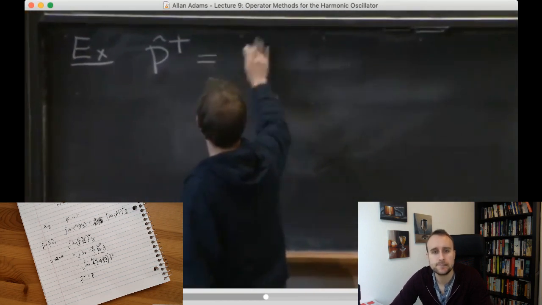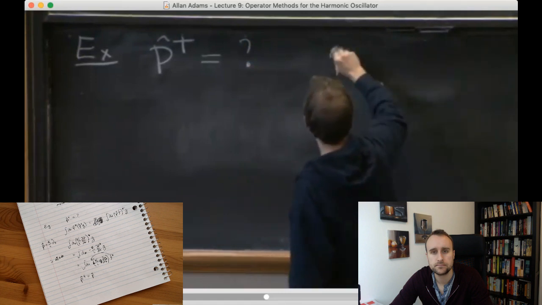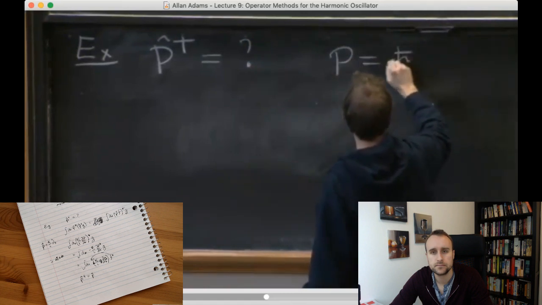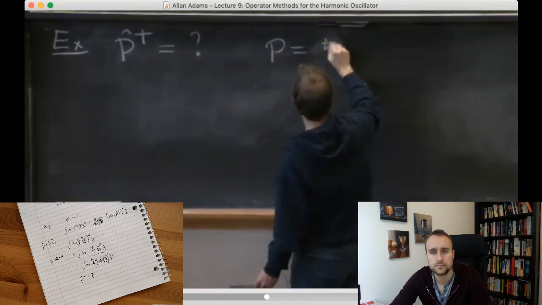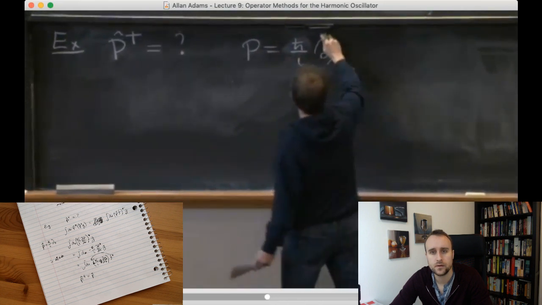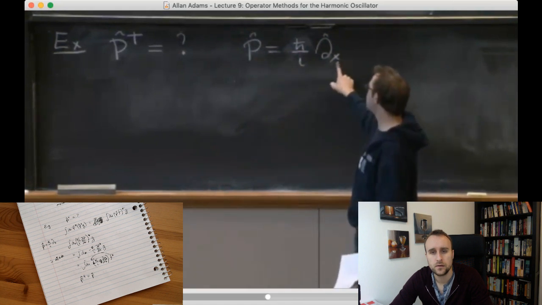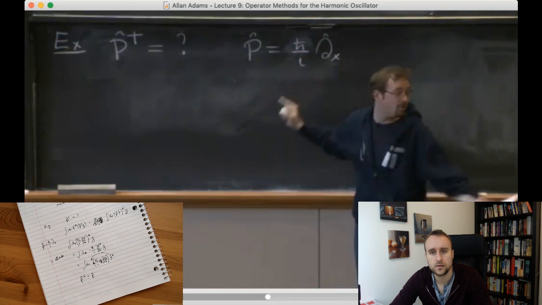So what is the adjoint of P? Well, this actually we can do very easily. P is equal to h bar upon i, d/dx. Right? And this is an operator, and this is an operator. So what's the adjoint of this operator? Well, this under an adjoint gets a minus sign, right? It's itself up to a minus sign.